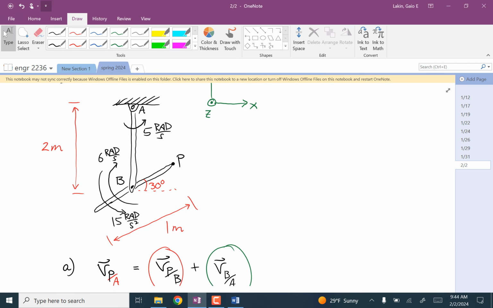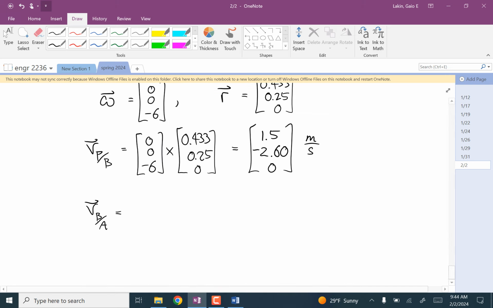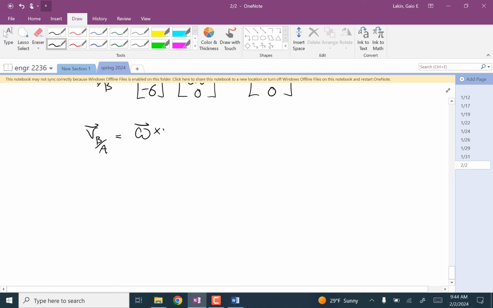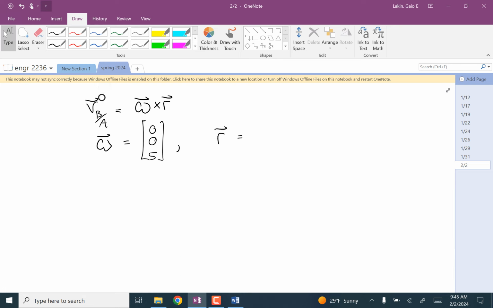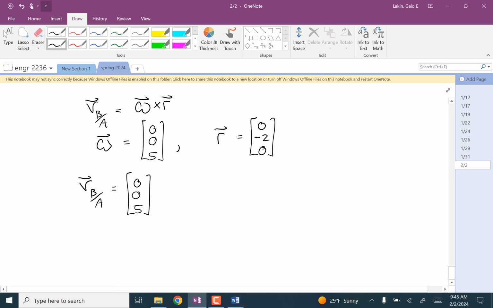All right, so now we're dealing with the circular motion of B around A. So the relevant angular velocity here is positive 5. So omega is 0, 0, positive 5. R is from the center of the circle, that's A, to the point that we're calculating the velocity for, that's B. So this is going to be 0, negative 2, 0. And so the velocity of B relative to A is 0, 0, 5, crossed with 0, negative 2, 0. And you get 10, 0, 0.